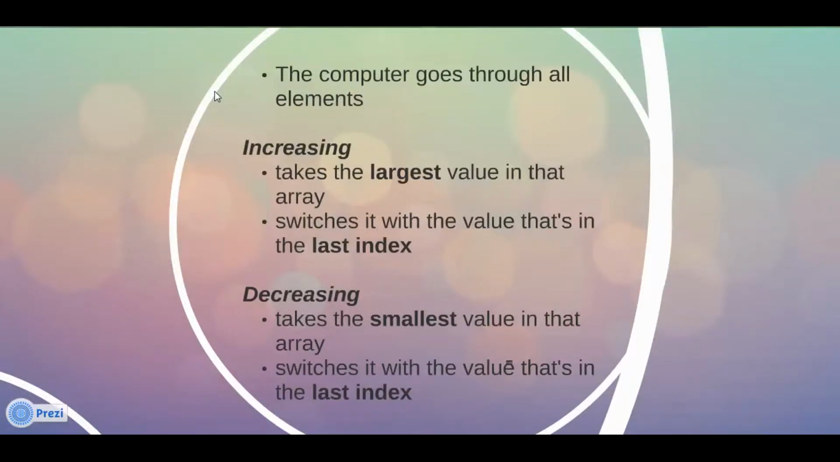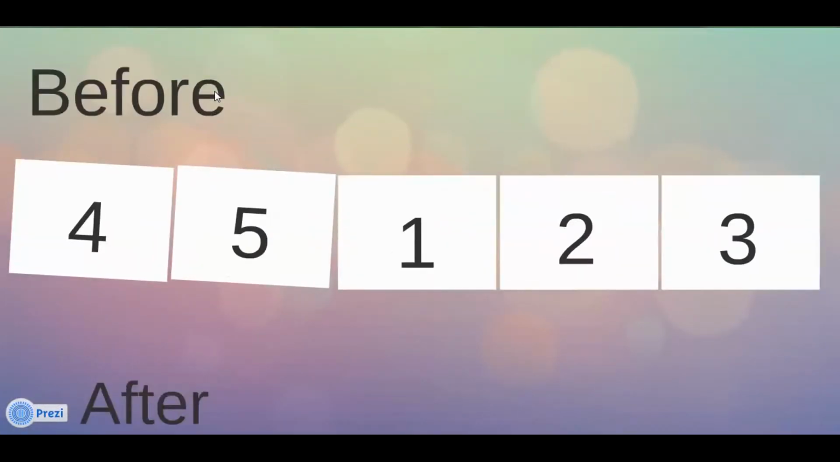Decreasing. The computer will go through all the elements, but this time it would find the smallest value. And after finding the smallest value, it would switch that to whatever number is in the last index. So here's our array, list of numbers again. The smallest number is a 1. The last number on the list is a 3. It takes the 1 and the 3 and switches their spots so that the 1 is at the end of the list and the 3 is in the third spot.